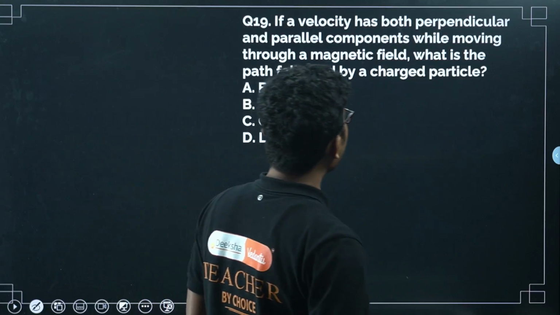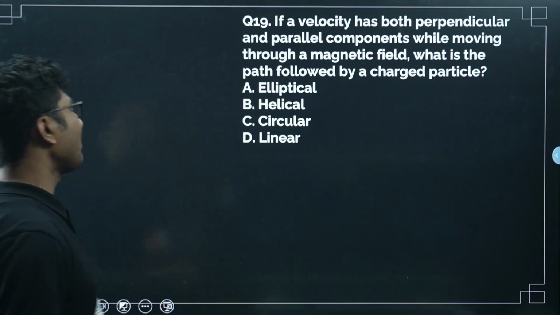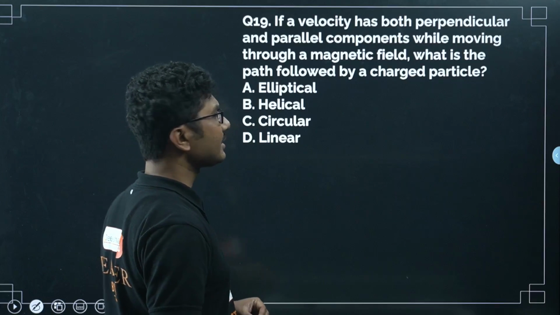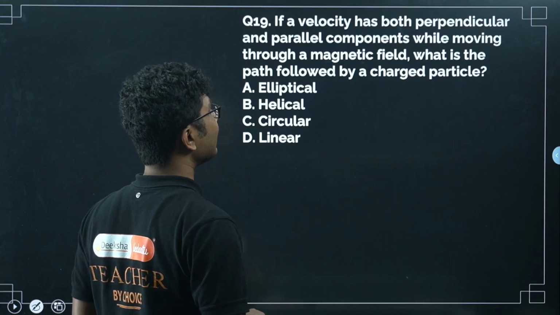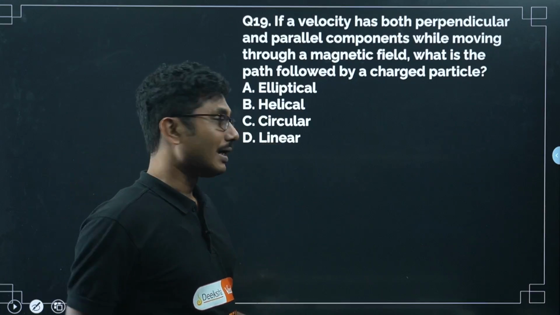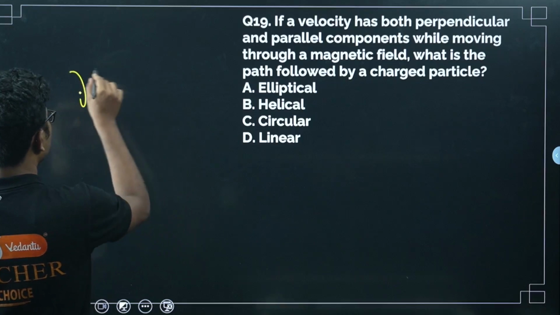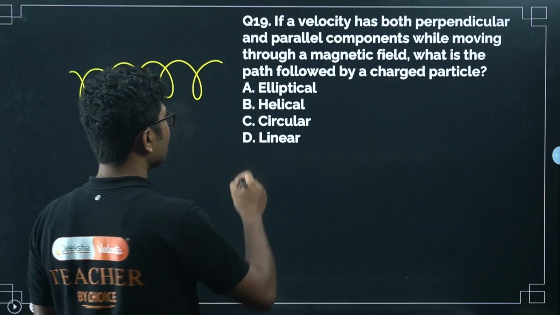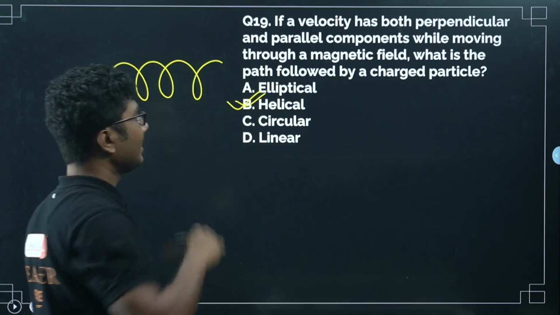If a velocity has both perpendicular and parallel components while moving through a magnetic field, what is the path followed by a charged particle? I told you, if there is a parallel component, then it will move in a helical motion, right? It will move in a helical motion. So the path will be helical.